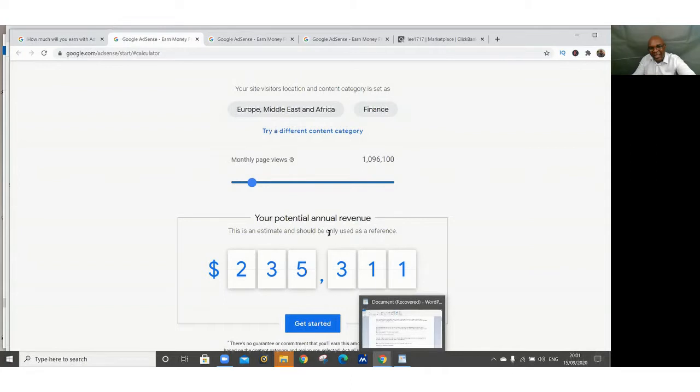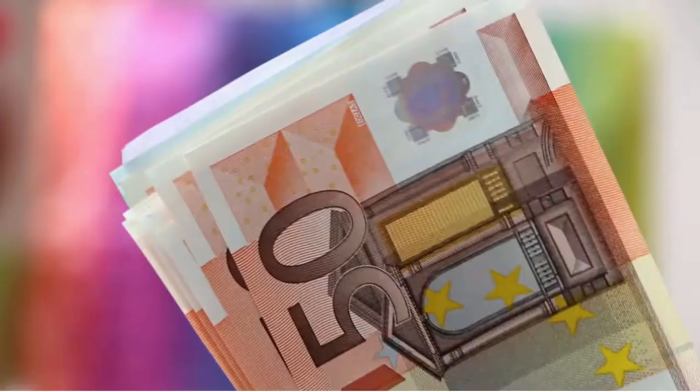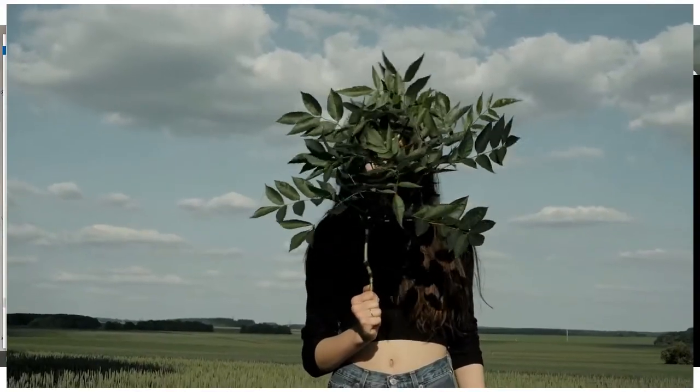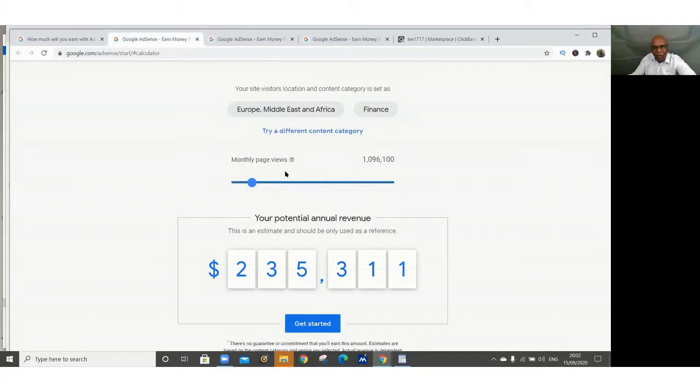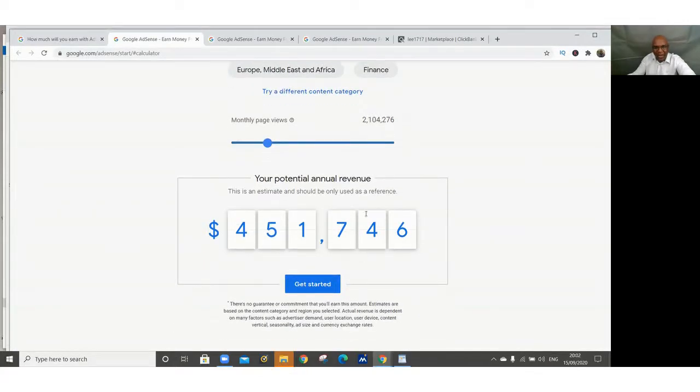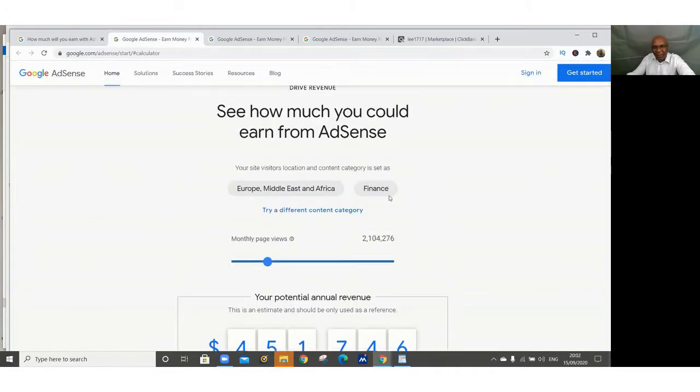If there are 1 million monthly views on your channel, you are talking of $235,000 annual revenue from YouTube. Okay? So that's serious money, my friend. And this is money that you can make without even making a video of your own, without showing your face anywhere. Right, so if you take it further, 2 million monthly views, you've got 451,000 annually. This is just about finance, and it's about Europe.